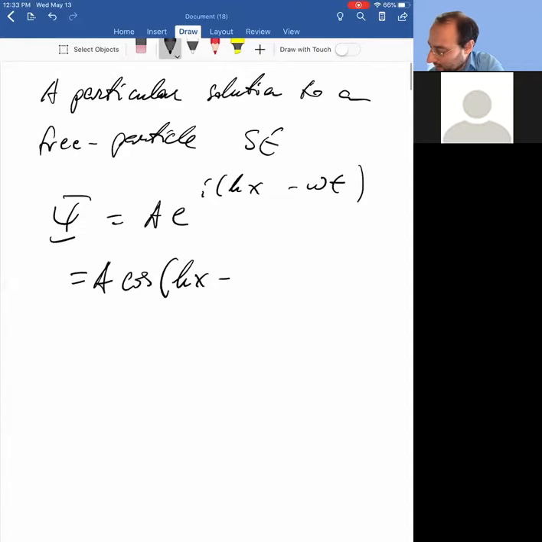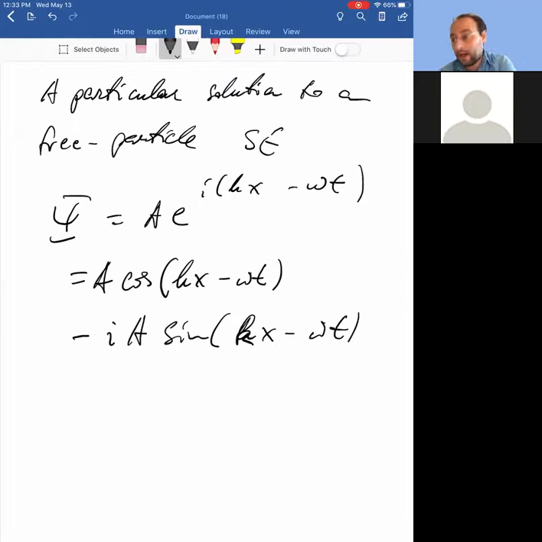I think people are still confused about how to separate a complex number or a complex function into real and imaginary components. But right now is a good time to have that confusion. In any case, these are waves. This is called the wave number. And this is called the angular frequency.